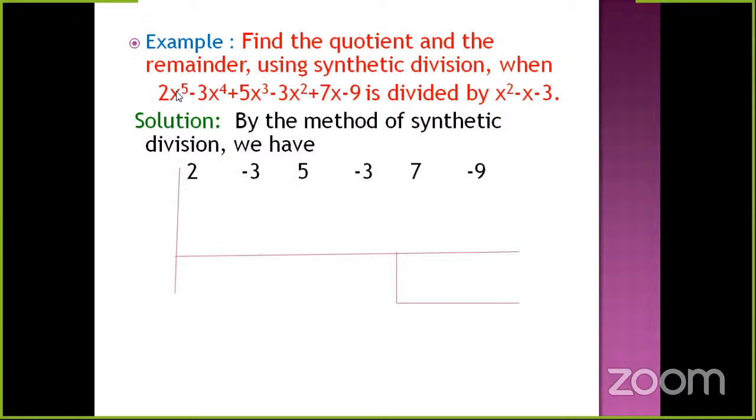So x^5 term is there, x^4, x^3, x^2, x^1 and x^0. So we have every term, so we will take the coefficients directly. So 2, minus 3, 5, minus 3, 7 and minus 9. Here again see the second and third term: this is minus 1 and minus 3. While using the synthetic division method, we apply a minus sign to these coefficients. So minus 1 will become 1 and minus 3 will become 3.